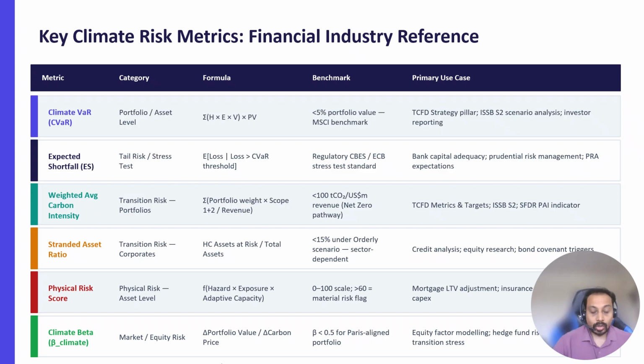So expected shortfall, that is ES, depends on the various regulatory requirements and laws, and it is sometimes greater than the CVaR as well. Then WACI, which is weighted average carbon intensity, is the standard portfolio transition risk metric for investors. It is required under SFDR as a principal adverse impact indicator, and the benchmark for Paris alignment is below 100 tons per million pounds of revenue.